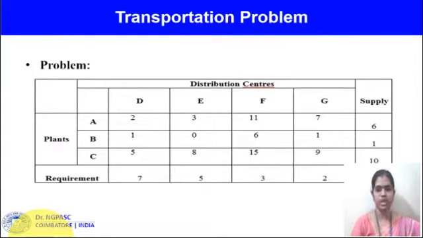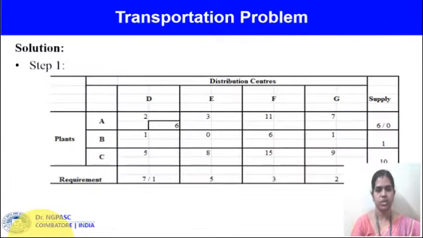We need to check whether the given problem is balanced or unbalanced by adding the supply values and requirement values. Supply values are 6, 1 and 10. If we add this, we get the value 17. Requirement values are 7, 5, 3 and 2. If we add these, you will get the value 17, which means sum of supply is equal to sum of requirement, so this problem is a balanced problem. So we can start solving this problem by using the northwest corner rule.